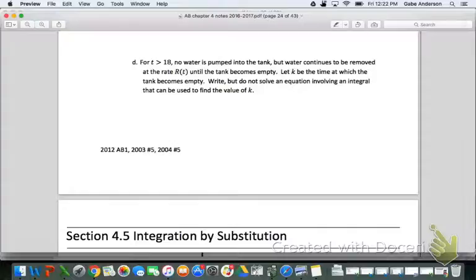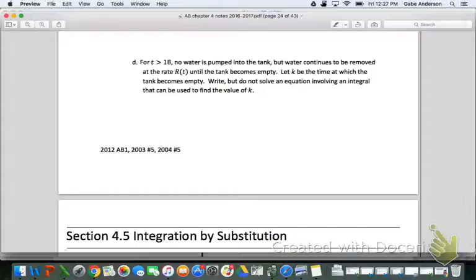Let K be the time at which the tank becomes empty. Write, but don't try to solve, an equation that involves an integral that you could use to find that time K when the tank is empty. I'm hoping this will cause you to think a little bit. But based on how you're doing, I'm guessing that many of you will probably figure out something really good. So give it a shot. Talk it over. Check in with you in a second.